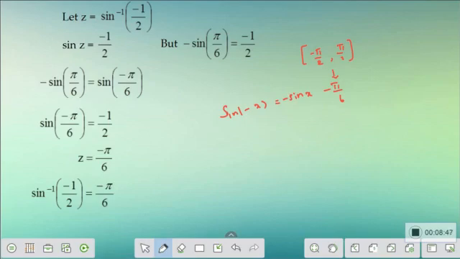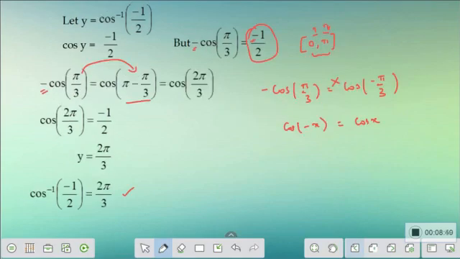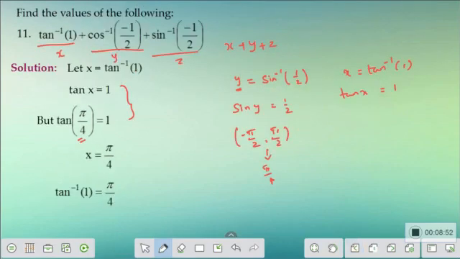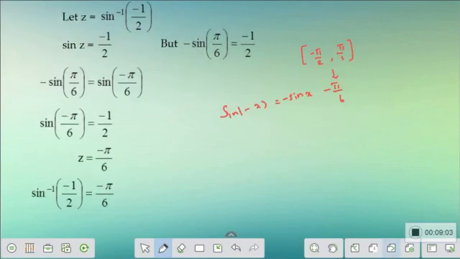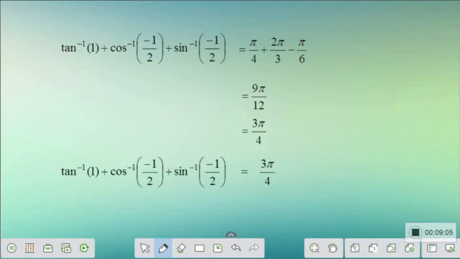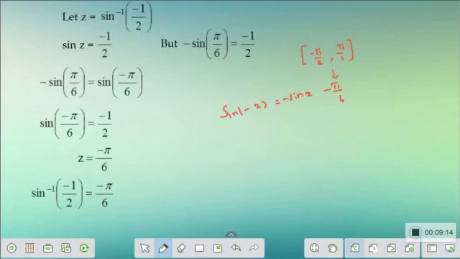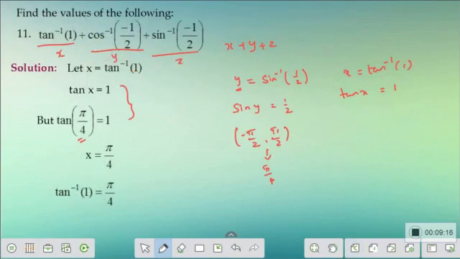So we have got all these values separately, that is tan inverse of 1, cos inverse of minus 1 by 2 and sine inverse of minus 1 by 2. Now let's see the operation between all these things. We have to add all this so that we'll be able to simplify it. So let us put all these values together. We'll be having tan inverse of 1 plus cos inverse of minus 1 by 2 plus sine inverse of minus 1 by 2. As we know, tan inverse of 1 is pi by 4.